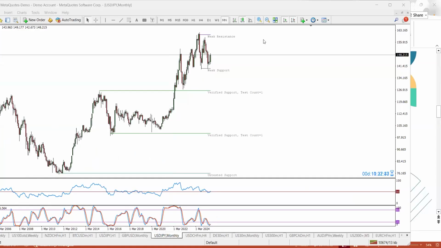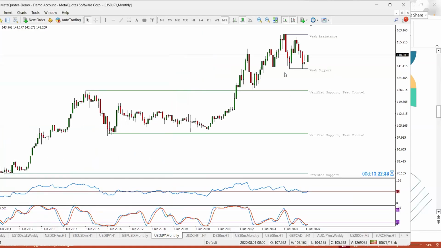For example, you can see that this indicator is automatically plotting areas of support and resistance. This resistance, this verified support, this verified is even telling me the test count. Test count, how many times this particular support has been tested. So I don't need to do it by myself, right? It automatically does it.